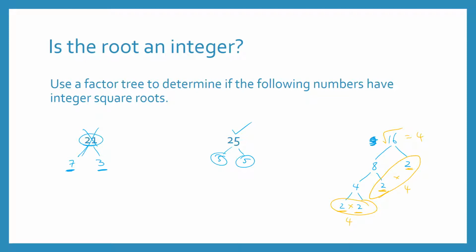So if you can play around with these prime factors and make numbers that are the same, you're going to find that that number up here does have integer square roots. So 16 here does have integer square roots.